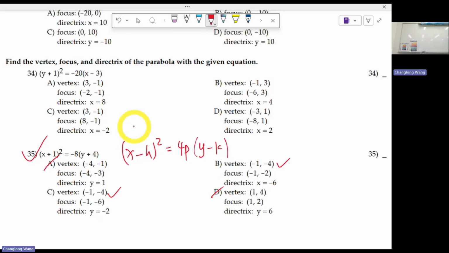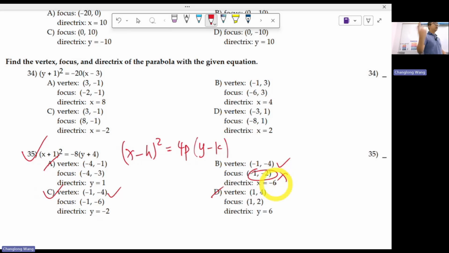Now, if the parabola opens down, on which side of the vertex should you expect the focus to be located? It opens down, so it'll be somewhere underneath the vertex, right? The vertex is at -1, -4. Should the focus be at -1, -6, or should the focus be at -1, -2? And that's the one that has the correct location, relatively speaking. So let's go with C, since there's something wrong with the focus.